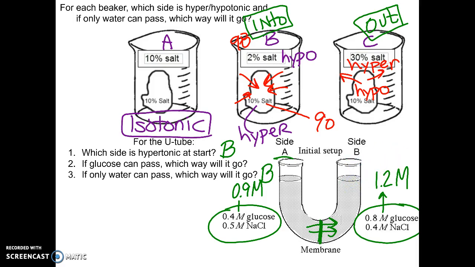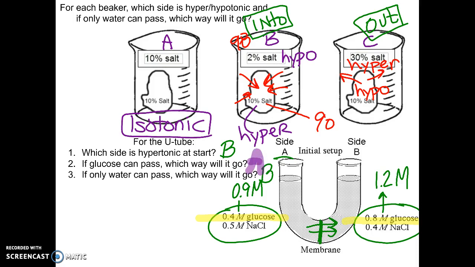Now, question number 2 asks, if glucose can pass, which way will it go? If they give you a solute and they tell you that particular solute is able to go through the membrane, your rule is the same rule that applies to everything else for diffusion and osmosis. Anything that can pass is going to go from where it's higher to where it's lower. So based on that, here's our glucose. It's 0.4 on the left and it's 0.8 on the right. Will it go towards side A or towards side B? And the answer is it would go towards side A.